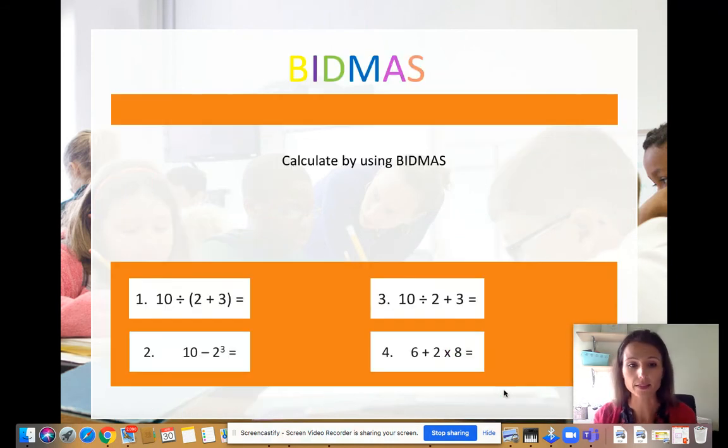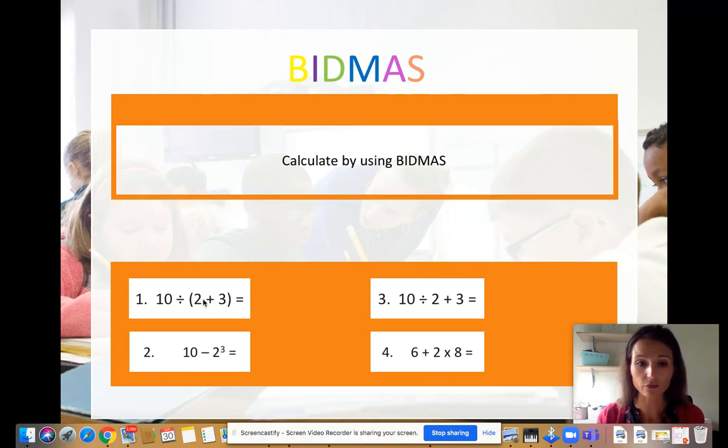Let's have a little practice. Number 1: 10 divided by (2 add 3). Now 2 add 3 sits inside B for brackets, which comes first, so let's do that first. 2 add 3 is 5. 10 divided by 5 is 2. Why don't you pause this video and have a go at questions 2, 3 and 4 and press play to get the answers.